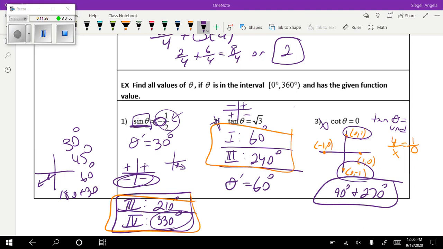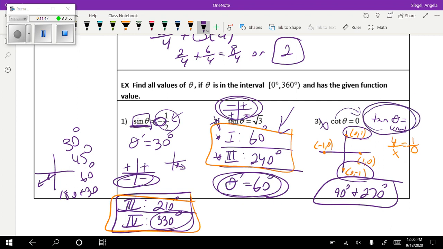For these last two, number 2 is just like number 1. I found out that my reference angle was 60, and I also found out that it was positive in 1 and 3, and I just went from there. Number 3 talks about a quadrantal angle because the cotangent is 0. The first thing I did is change it to tangent, because that's just where my frame of mind needs to be. If it was undefined, I knew that I had a 0 on the bottom. So I went to the coordinate plane and figured out where y over x gives me a 0 on the bottom. That is these two right here. So I end up with 90 and 270. And that's it.